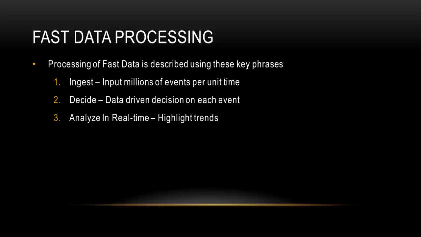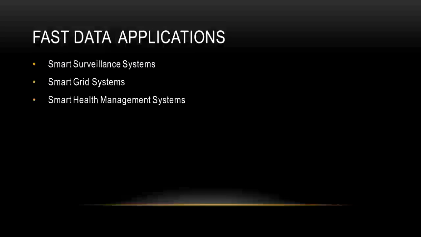Fast data processing is described using 3 key phrases. Ingesting is the input of millions of events per second by the system. Decision is the ability to make data-driven decisions on each event. And analysis is finding out trends in real time based on that data. In today's time, consumer-based enterprises are finding themselves in the midst of a fast data era, where they are potentially wasting valuable data just because of no mechanisms to store and process it.